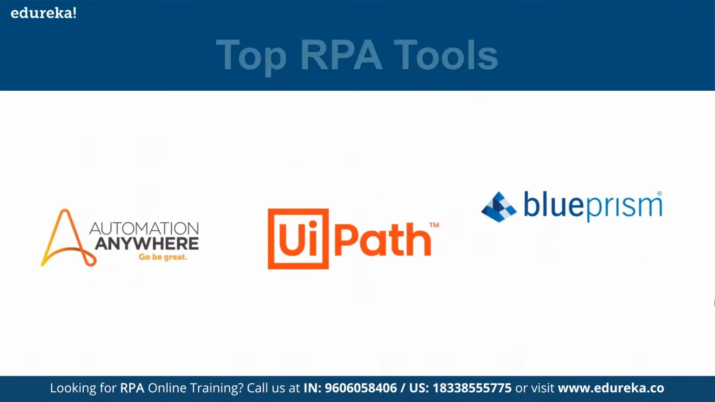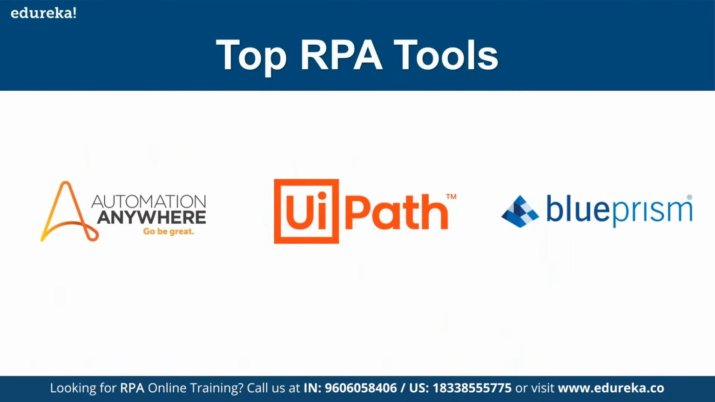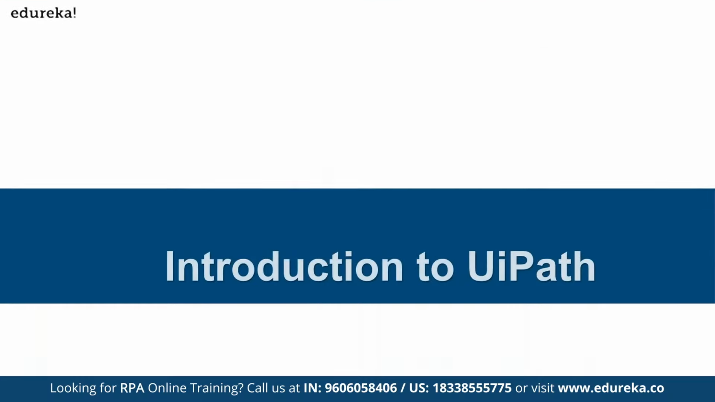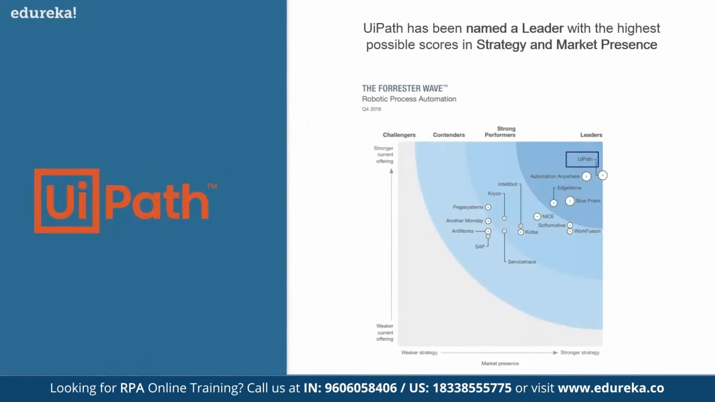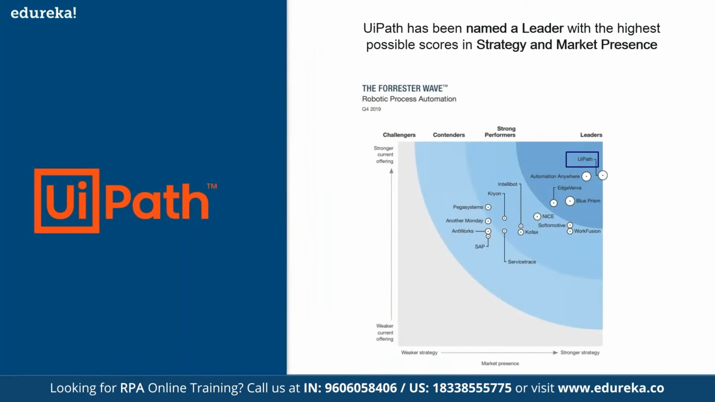This is the next slide. The top RPA tools among all the tools we looked at in the previous slide are Automation Anywhere, UiPath, and BluePrism, right? When we talk about UiPath, I said it is a market leader. I'm not just saying that in words, so this is a real proof. You can see that on the website.